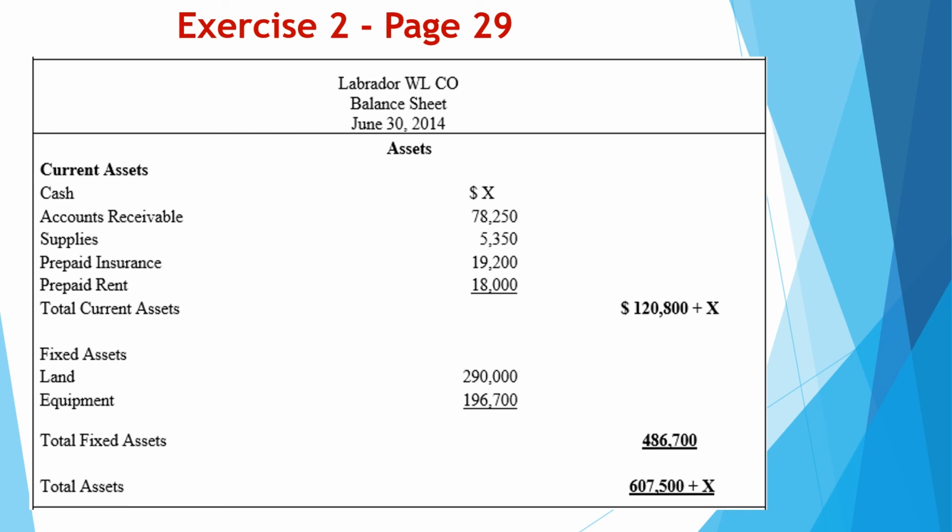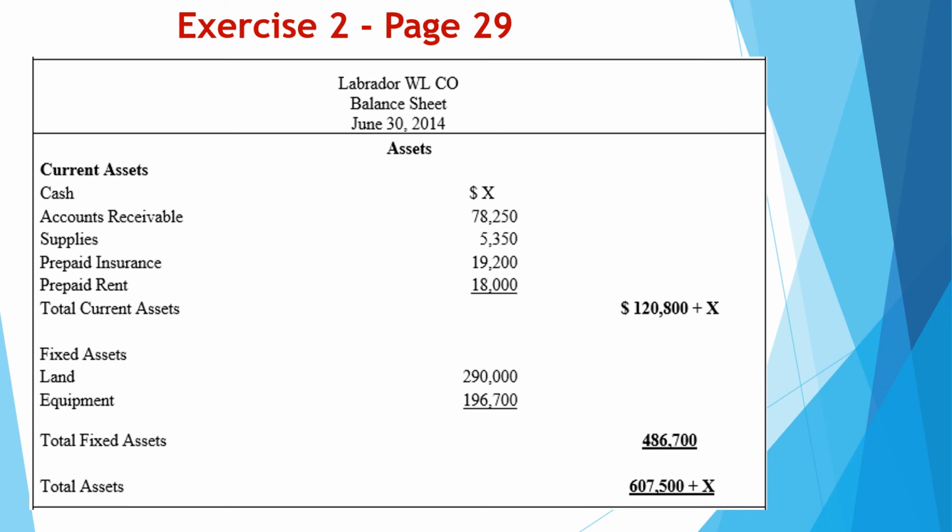In this exercise, we have cash, accounts receivable, supplies, prepaid insurance, prepaid rent, and we have to find the total of current assets. However, we have the balance of each account except for cash. That's why for the cash account, instead of the amount, I will put an X. And then the total current assets will be 120,800 plus X.